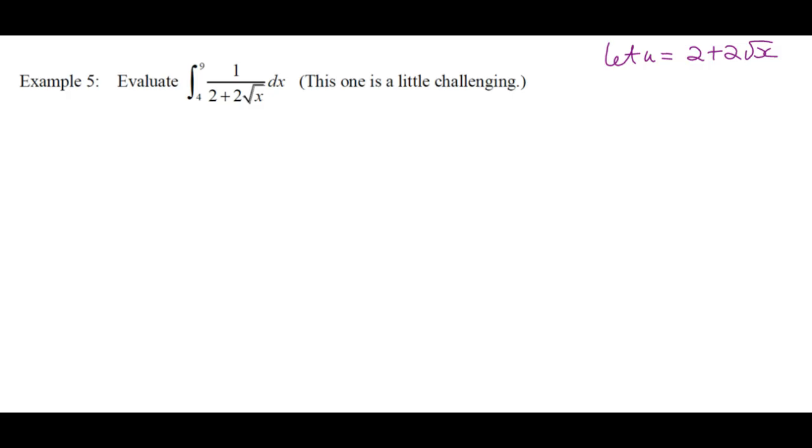But what's dx? So du is 0 plus, that's x to the half, so it's 2 times a half times x to the negative half dx, which will be x to the negative half dx. That's a problem, because I have a dx, I do not have an x to the negative half in there just hanging around all by itself. So we've got to do a little more work.